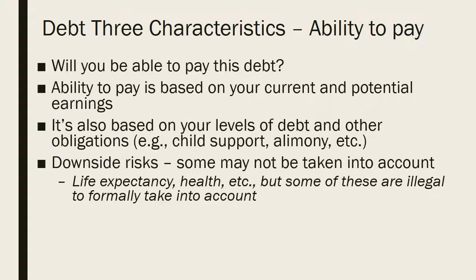Some other downside risks are not taken into account. Sometimes life expectancy, health, they're either not taken into account or it's illegal to take them into account depending on the context. So you want to protect yourself because you're lending me money, and you want to adjust for these downside risks, but there's certain downside risks that you're not able to adjust for.